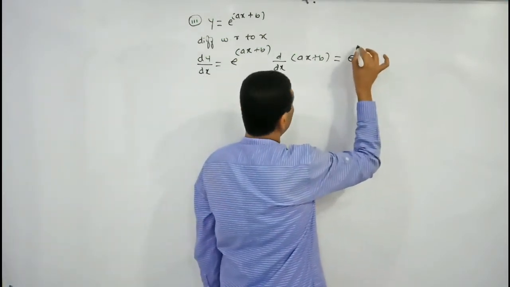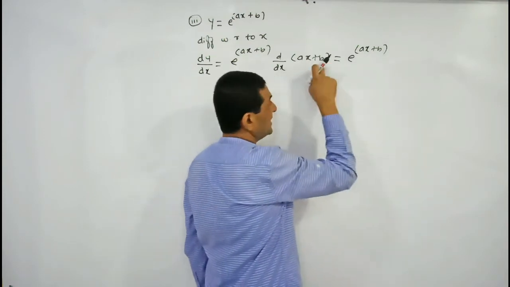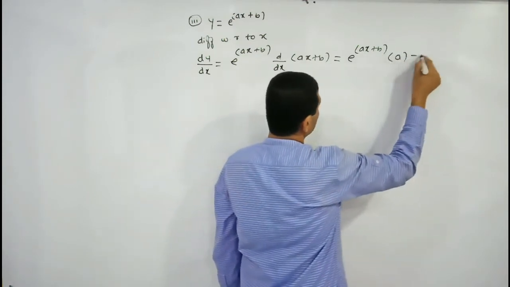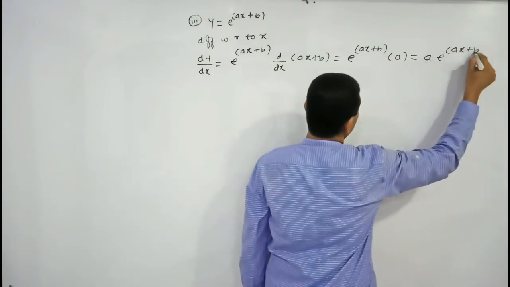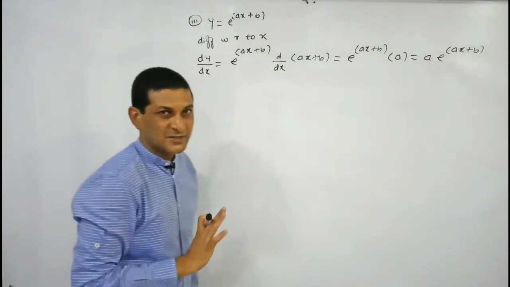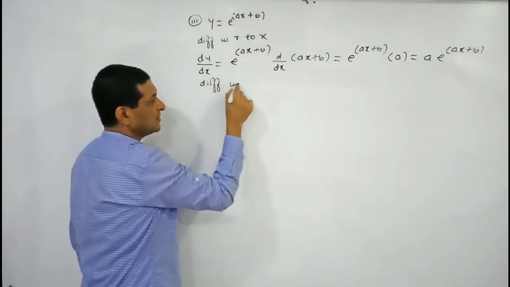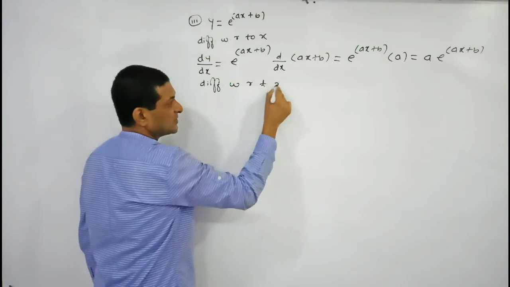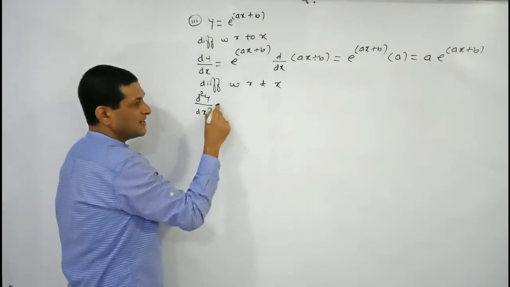So e raised to power ax plus b, keep it as it is, and differentiation of ax plus b will be equals to a. So which can be written as a into e raised to power ax plus b. In this way we have got first order derivative, isn't it? So easily we are able to find out first order derivative here. Now again we are differentiating it with respect to x to find out second order derivative, so means d2y upon dx square.